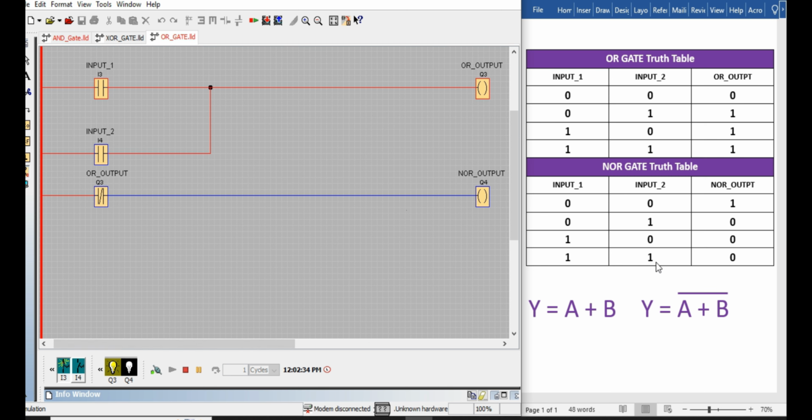Move towards the last entry when both inputs are high. I3 and I4 both are high. In that case, the output should be 0, and you may see the output Q4 is 0.